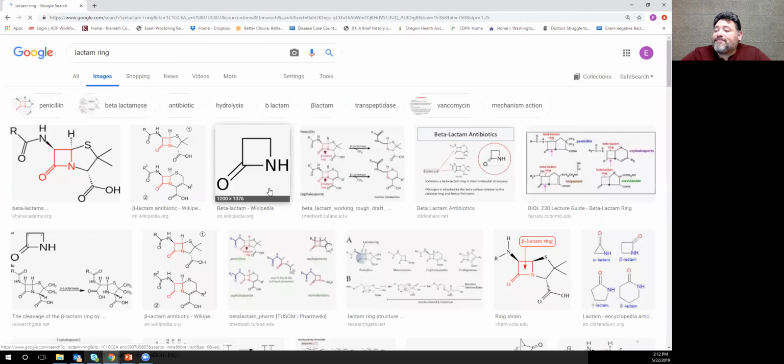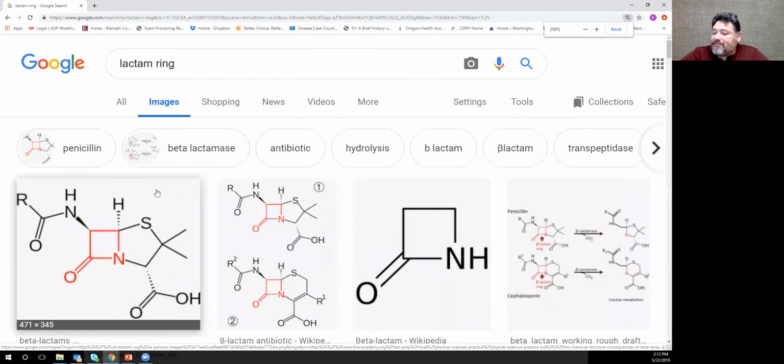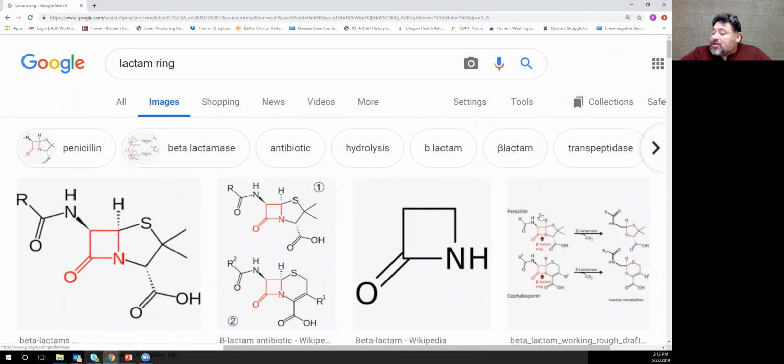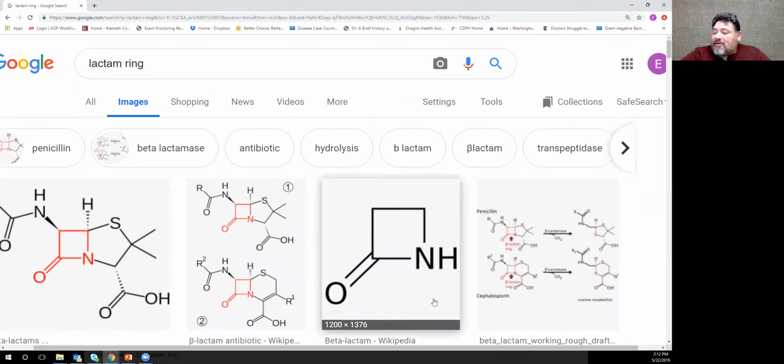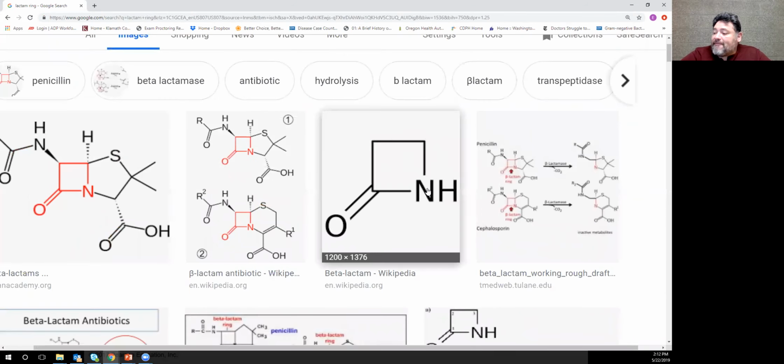We'll do images. See that right there? That's a lactam ring. It's a little square, and this is a carbon. This is a carbon. Hold on, let me make it bigger so you guys can see it. So this is found in antibiotics, like penicillin, for example, which has a lactam ring in it. Okay, so that's a nitrogen, of course. That's a carbon. That's a carbon. That's a carbon. That's a double bond and an oxygen. So this is called a lactam ring.